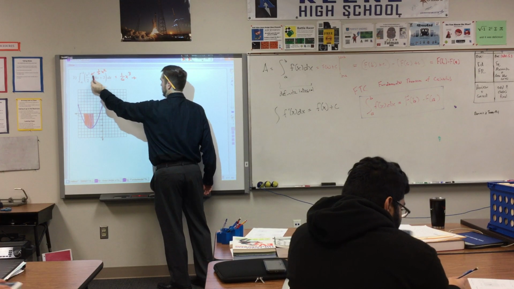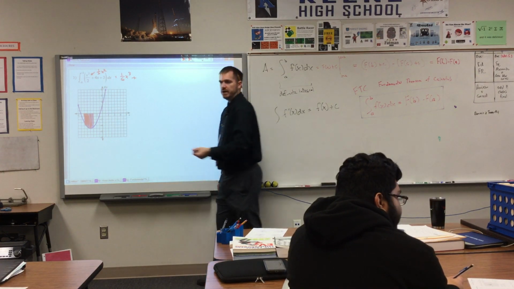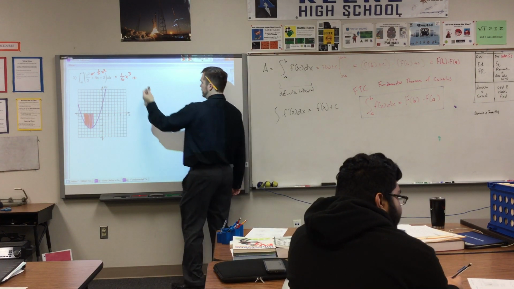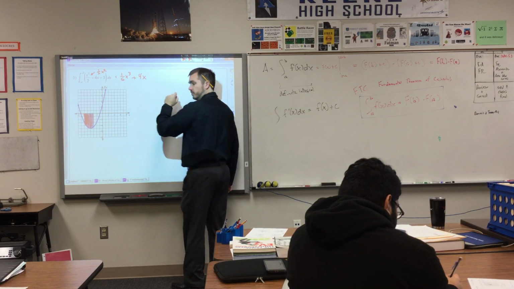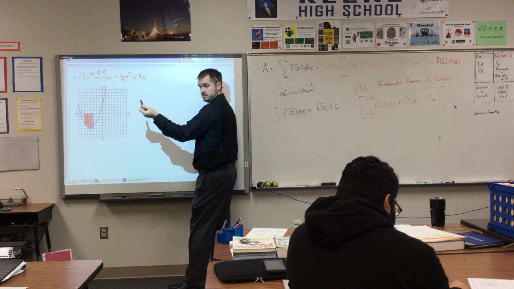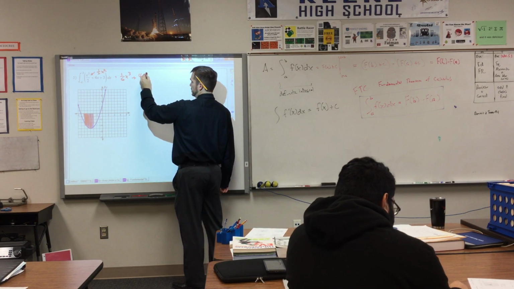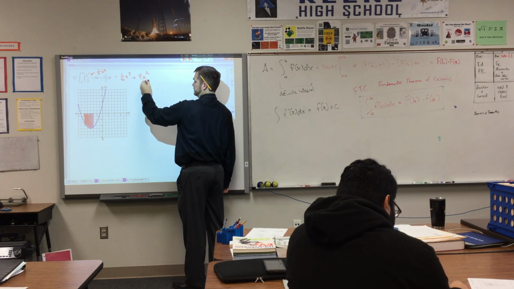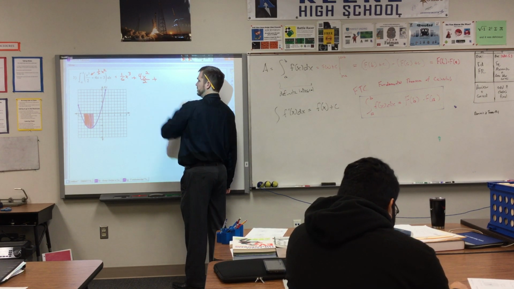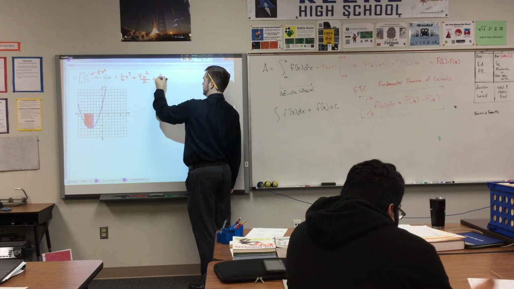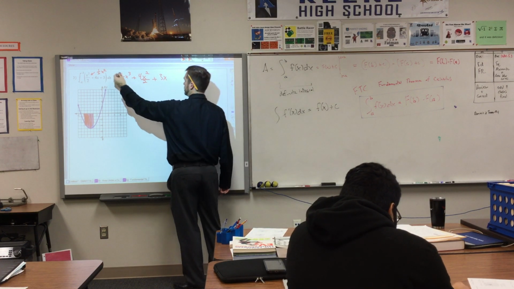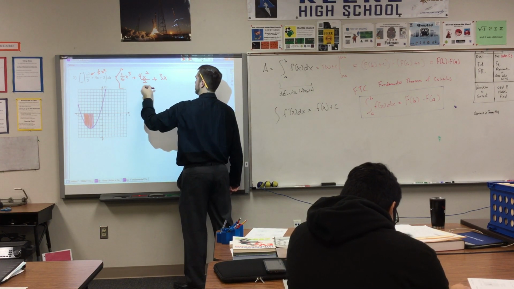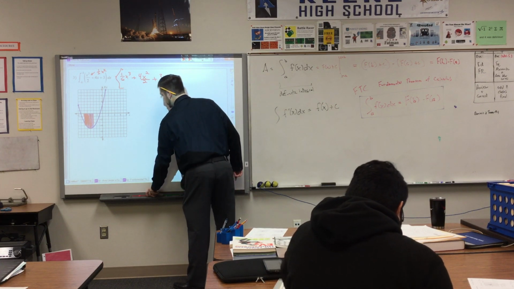Plus, the antiderivative of 4x would be 4x squared over 2, plus 3x over 1. Okay, so we're at 3x. Okay? That's a pretty squiggle.